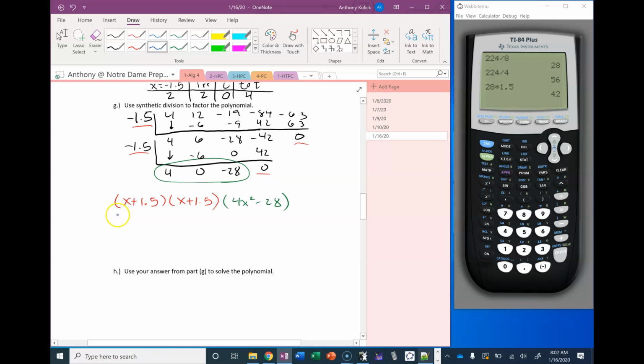I heard somebody mumble that there's a greatest common factor of 4 in the green factor there. Does everybody see that? So I'm going to factor that out, but instead of writing it as 4, I'm going to write it as 2 times 2. And the reason I'm going to do that is because I'm going to distribute one of the 2's into that first factor and distribute the other 2 into the second factor. So when I do that, 2 times x is 2x, and 2 times 1.5 is 3.